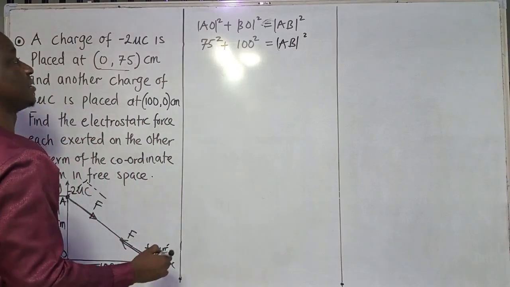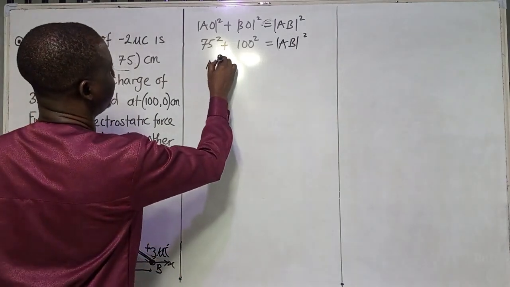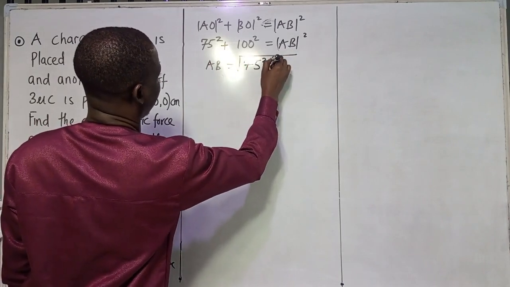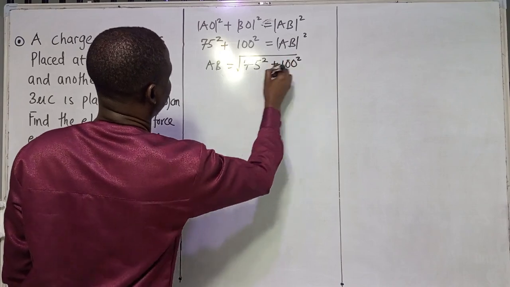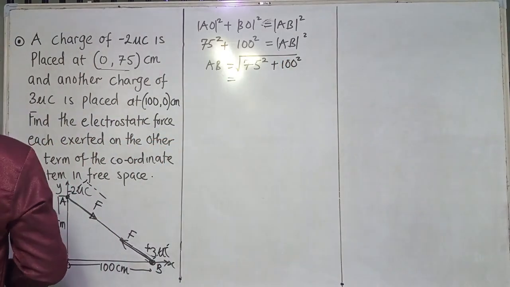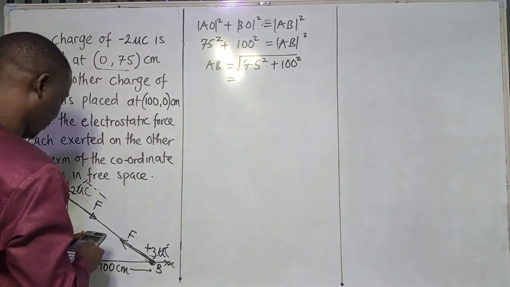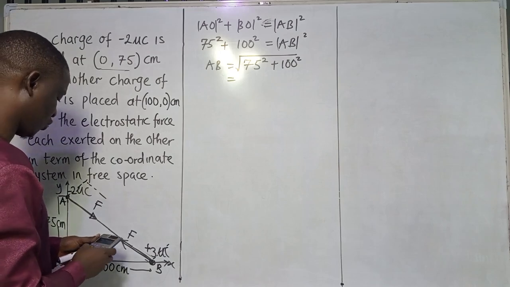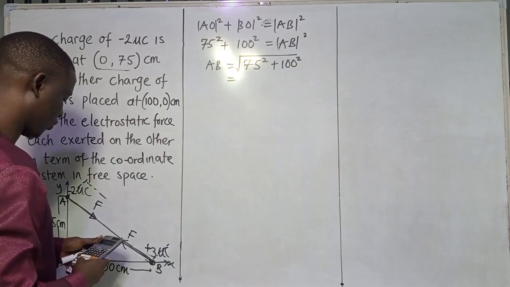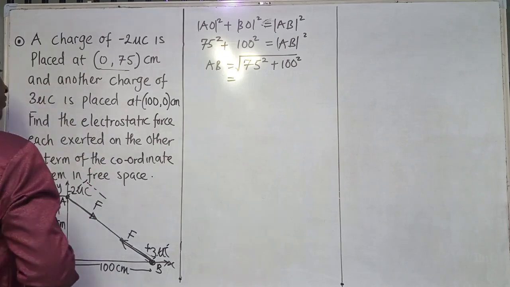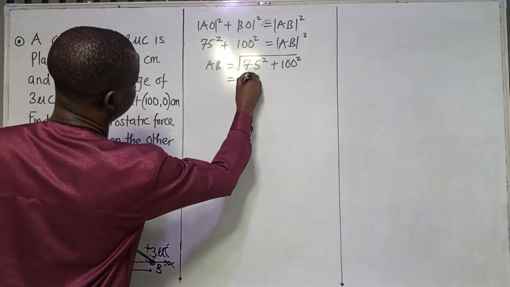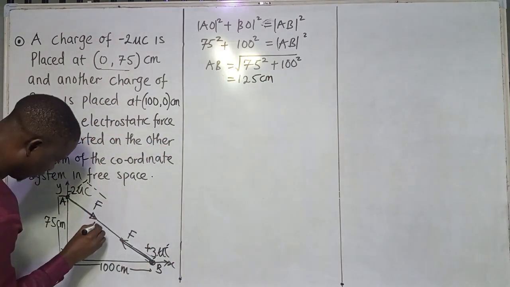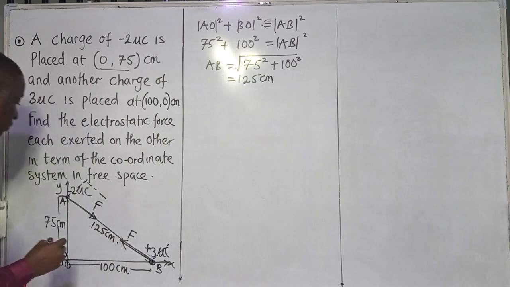So how do we get that? I want to say AB is equal to the square root of 75 square plus 100 square. So what do we have? 75 square plus 100 square. Then the square root will give us 125. So 125 cm. That means AB is 125 cm.